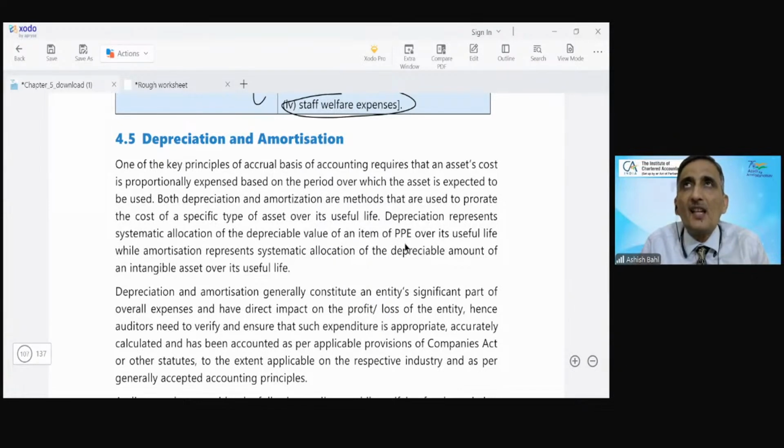Yes, depreciation and amortization. It is one of the important items of the financial statements of a company. Yes, Pranav, you are right. Depreciation is for PPE, for tangible items, and amortization is a term used for intangible items. Okay.